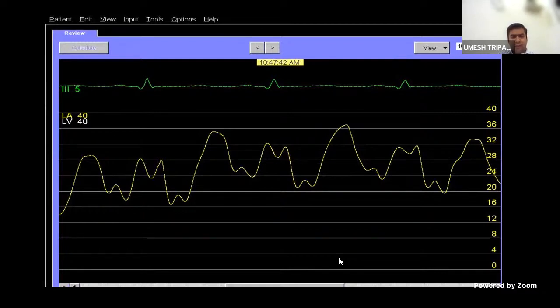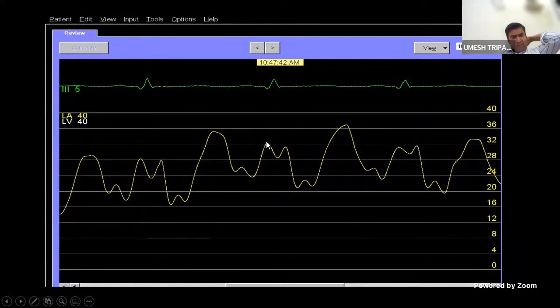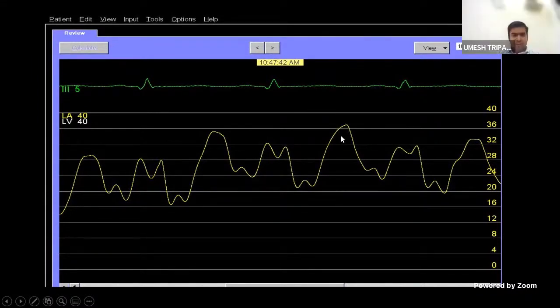This is an atrial pressure tracing at a higher speed, showing a prominent V wave, reaching around 36. Which are the waves? Which is this wave? Can you see? So it's the A wave. What is this wave? C wave. Very good. This is the C wave. And this is what? V wave. So A, C, and V waves.